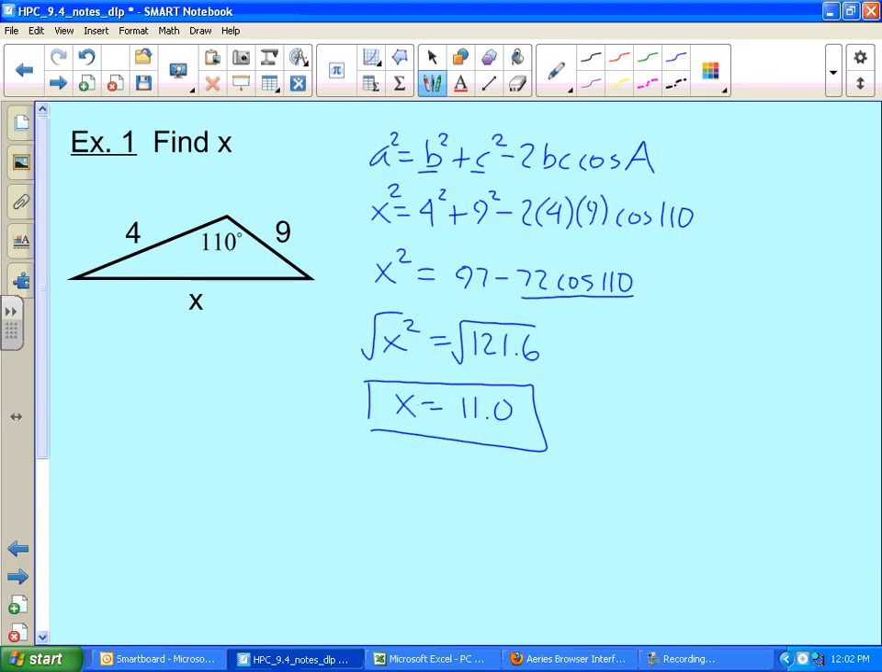And this is an approximate answer. It's not exactly 11. And just make sure you don't forget to take the square root there at the end of these things. So you can see once you have the formulas down, this stuff's pretty basic in terms of just plugging and chugging. It's kind of like a recipe, right?